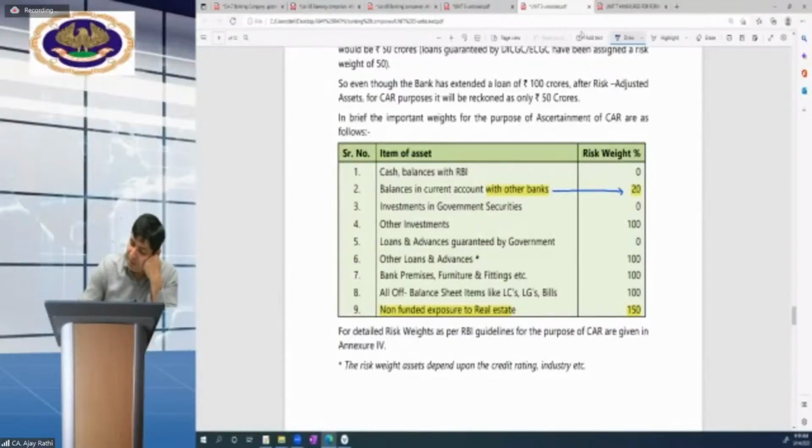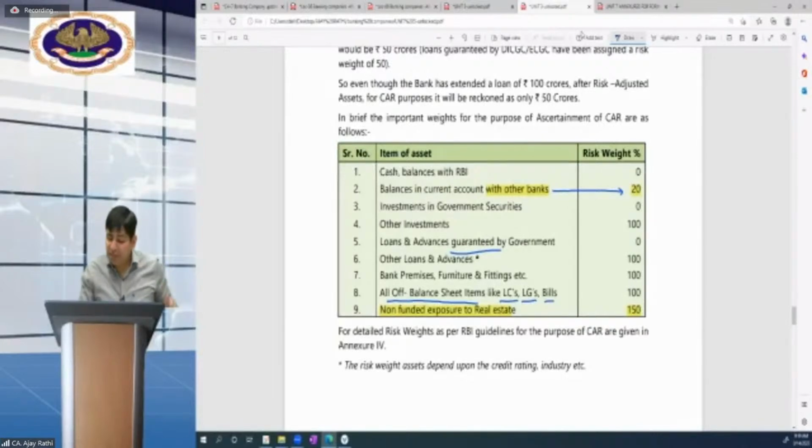Next one. Loans and advances guaranteed by bank, government. Guaranteed by government, there is no risk. Other loans and advances, yes, 100% risk. Bank premises, furniture, yes, that may also be lost. If the public is in a bad mood, then definitely. Next. Off balance sheet items like LC, LG, bills, 100% risk. Non-fund exposure to real estate, okay, beta, those are also.